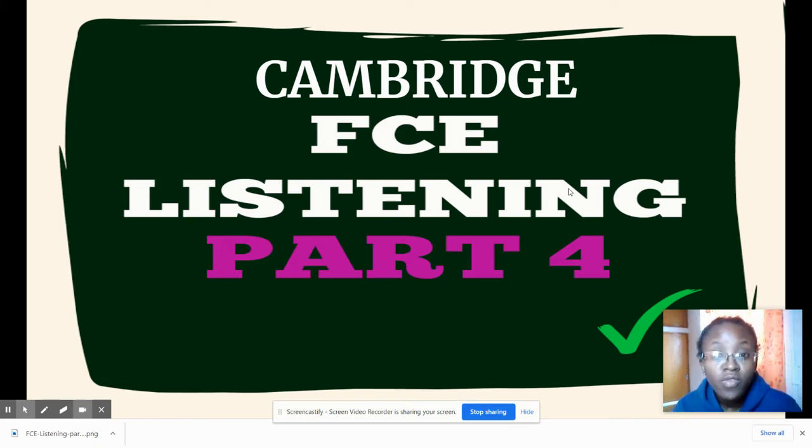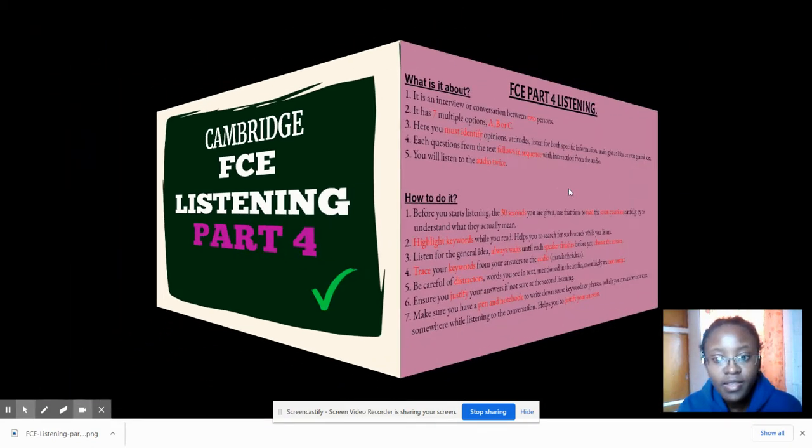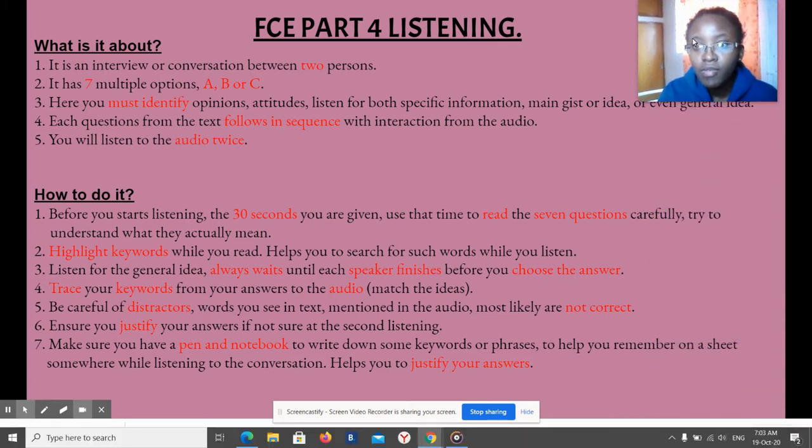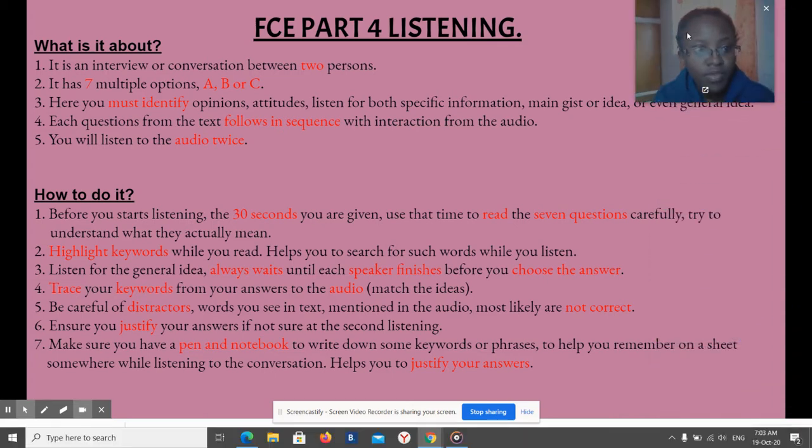Okay, so today we'll be looking at Cambridge FCE listening part 4. What is this part about? Let's go to the next slide. It's very relevant to pay attention to some of these details. First, it's always about an interview and conversation between two persons. Second, it is about 7 multiple options, A, B, C, D.